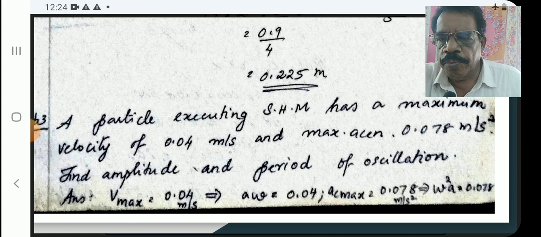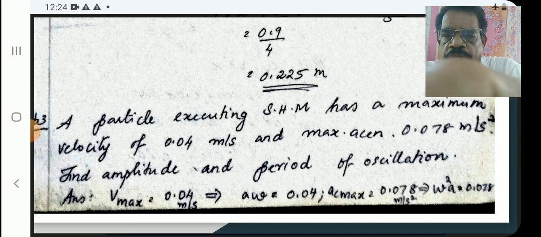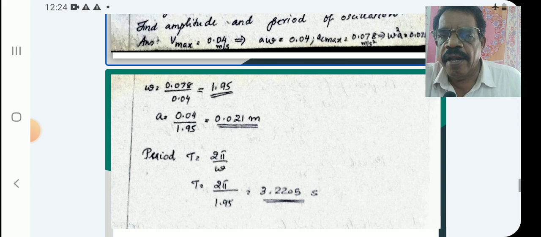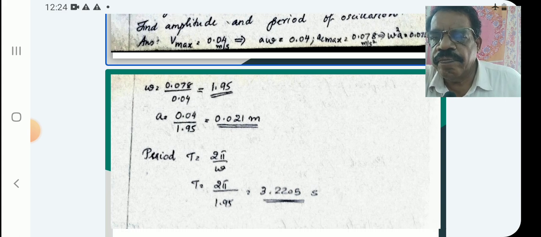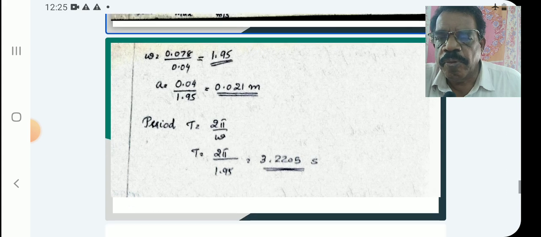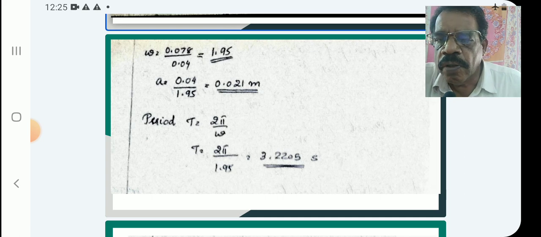V max is equal to 0.04, A omega is 0.04. AC max, the acceleration maximum, is 0.078. Omega we get, and the rest of the answer also we can find. Omega is given here as 1.95. Therefore A is equal to 0.04 by 1.95, which is 0.021 meter. Period is 2 pi by omega, 3.2205 seconds.